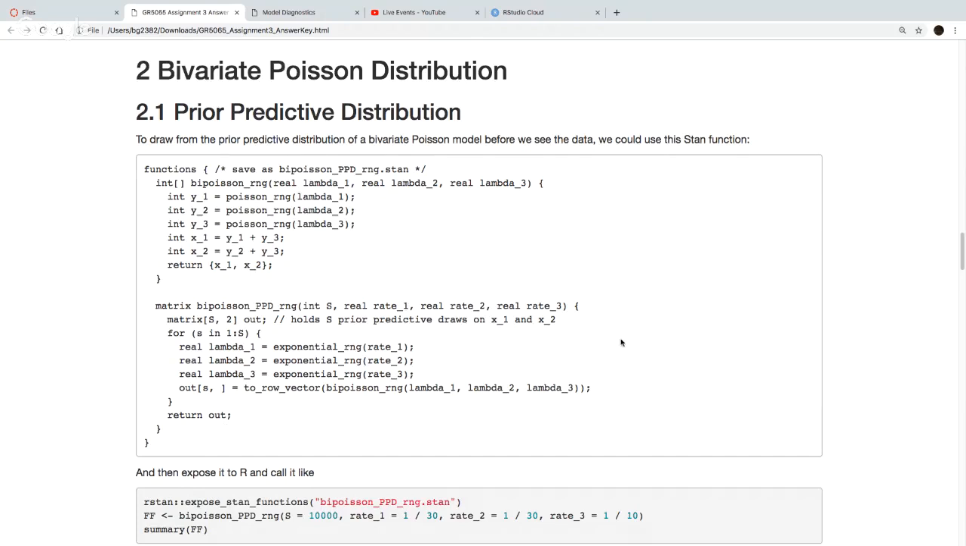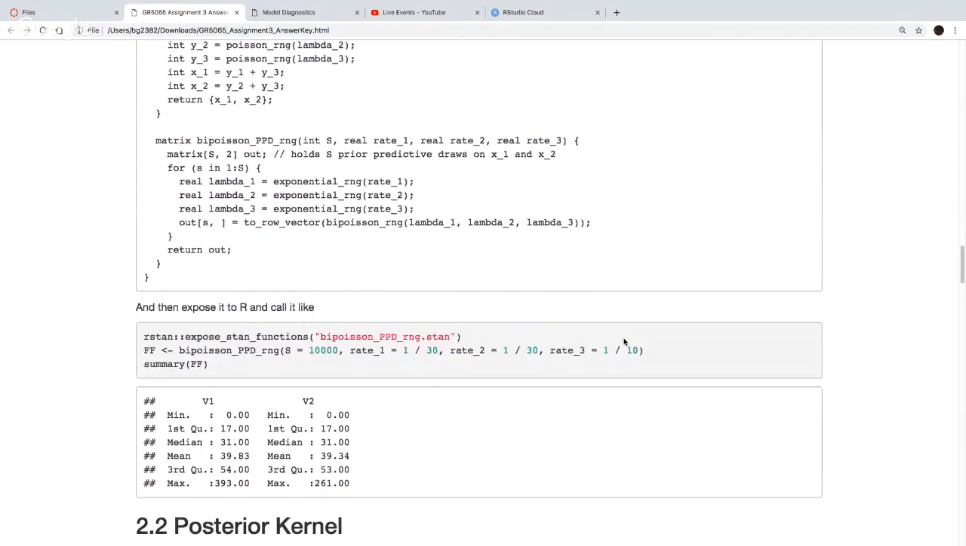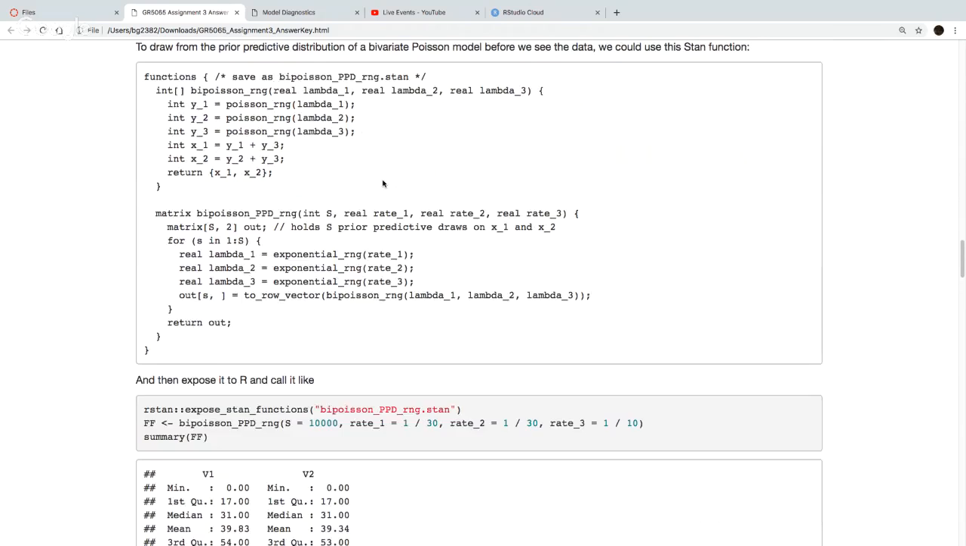In terms of drawing from the prior predictive distribution of a model like this, for each of our simulations, first we draw lambda 1, lambda 2, lambda 3 from their respective exponential prior distributions, given the rate values that you pass in for each of those. Then, given the realization of lambda 1, lambda 2, lambda 3, we call the Poisson RNG function to get back an integer array of size 2.